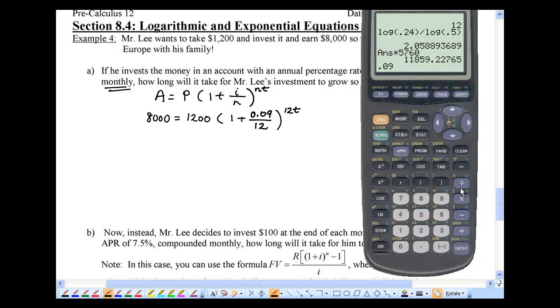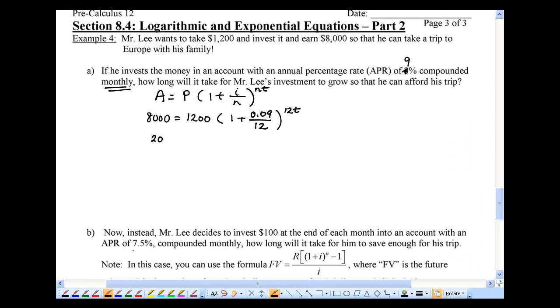Now you know why I chose 0.09, because if I were to use the calculator here, 0.09 divided by 12, that's a nice number. Yeah, see? 8,000, I'm going to have to divide that by 1,200. Might not be such a nice number. Nope, but that's okay. So that's 6 2/3. I'll change it to a fraction. So to simplify here, we've got 20 over 3. And then this becomes 1.0075 raised to the power of 12t.